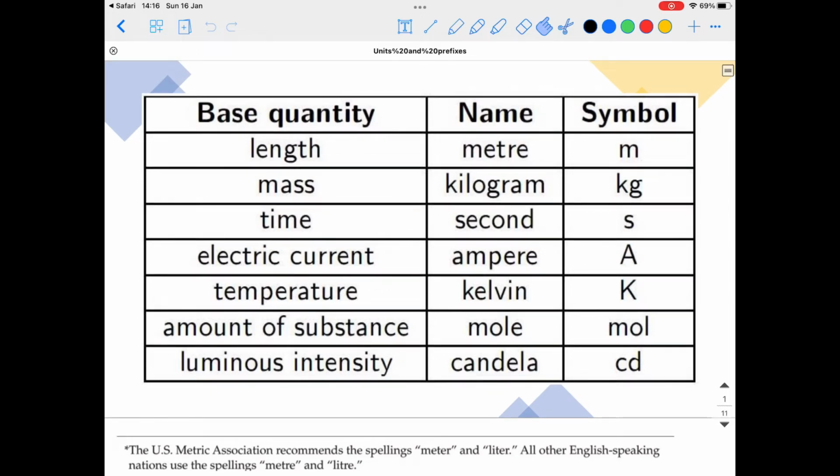Hello and welcome to today's physics lesson where I'll be talking about metric prefixes. These are some examples of metric prefixes that are often used.